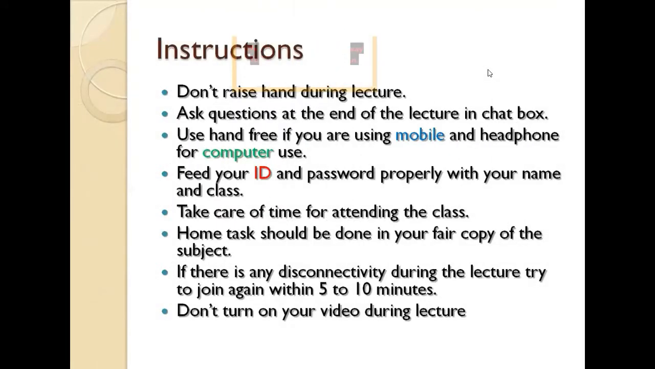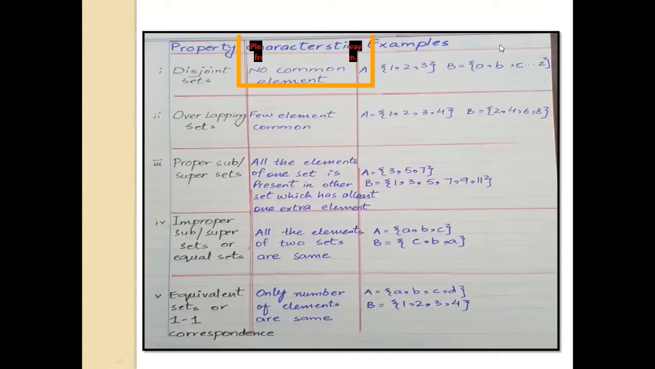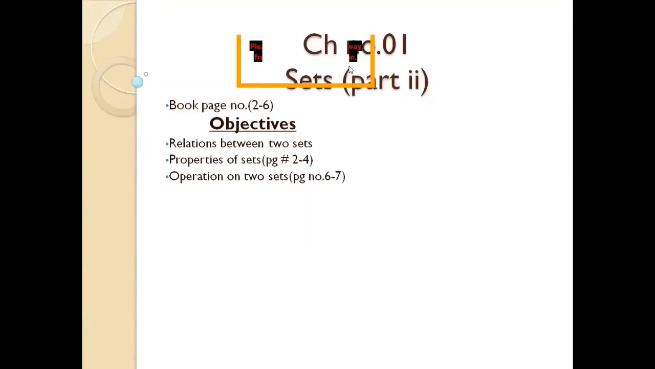Let's start today's session. Yesterday we discussed chapter number 1. Just take a quick review of that. Chapter number 1, Sets, part 2. Focus on book page number 2 to book page number 6. Today's objectives are: relation between two sets, properties of sets, which is on book page number 2 to 4, and operations on two sets, book page number 6 to 7.